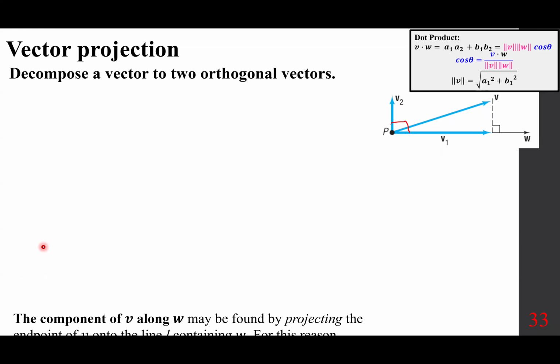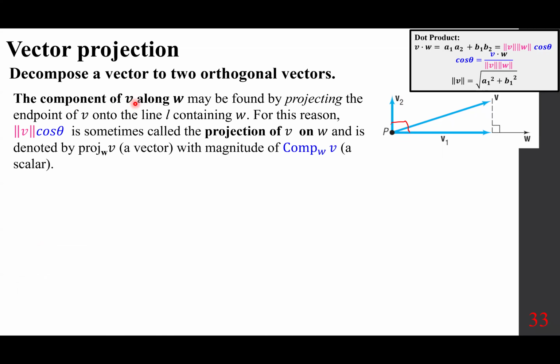So the component of V along W may be found by projecting the end point of V onto the line L containing W. For this reason, the magnitude of V times cosine theta is sometimes called the projection of V on W and is denoted by projection of V on W, which is a vector, with magnitude of component of V on W, which is a scalar.